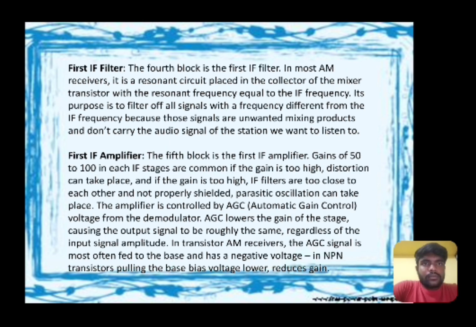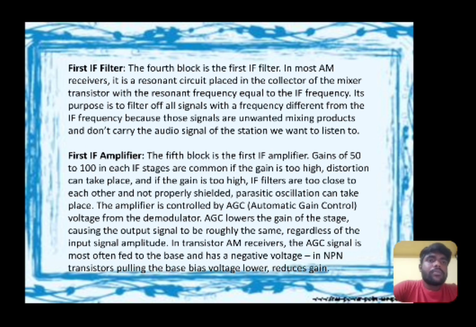First IF filter. The fourth block is the first IF filter. In most AM receivers, it is a resonant circuit placed in the collector of the mixer's transistor with the resonant frequency equal to the IF frequency. Its purpose is to filter off signals with a frequency different from the IF frequency, because those signals are unwanted mixing products, so that only the audio signal of the station we want to listen to is carried. And next we come to the first IF amplifier.